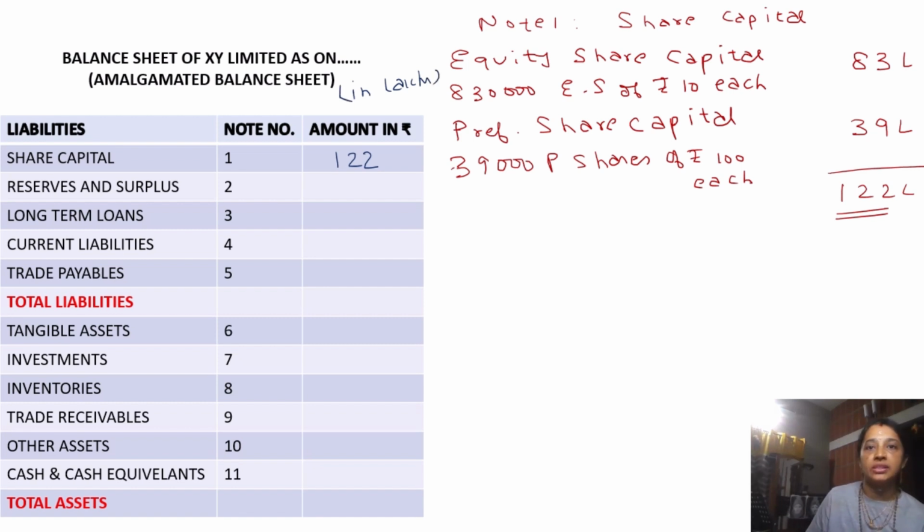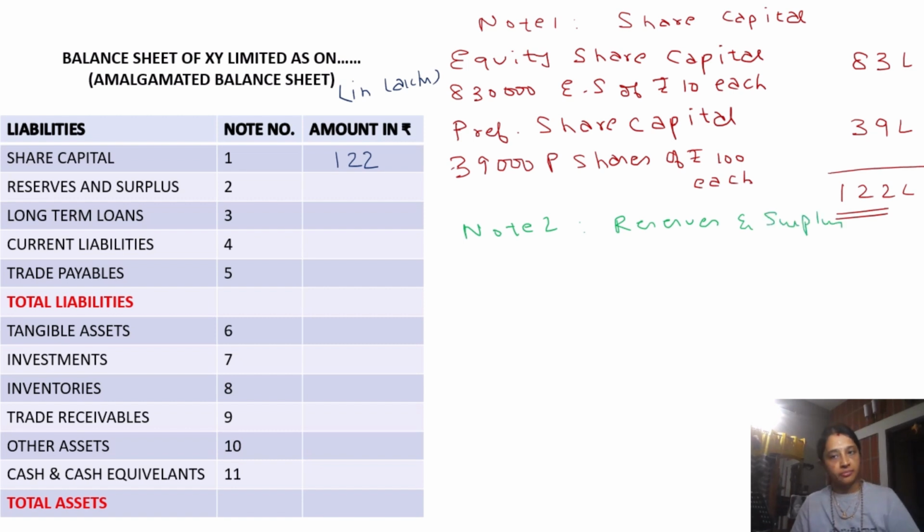Now the next one is reserves and surplus. Calculation of reserves and surplus. Same, you will look at the second entry and you will take all the different types of reserves. In the second entry there are investment allowance reserve, export profit reserve, capital reserve, and in the third entry you have securities premium. That is also a type of reserve. So we will transfer all the 4 different types of reserve.